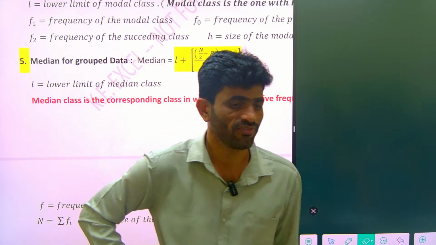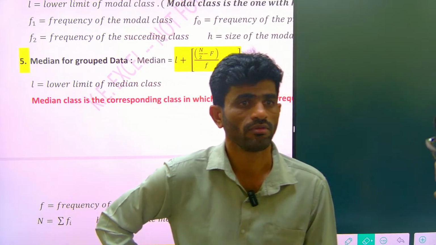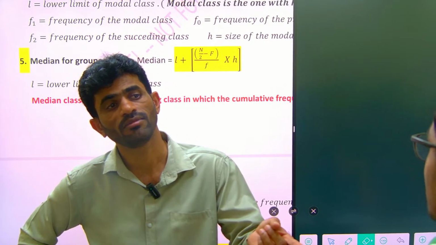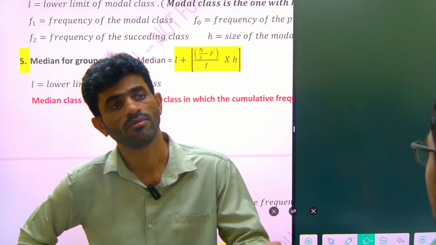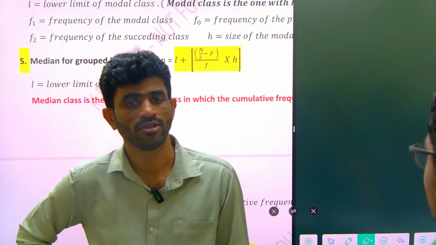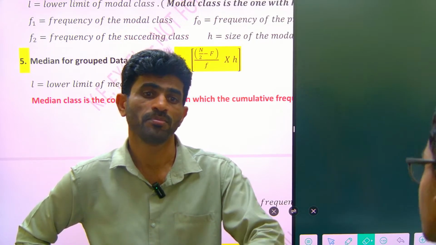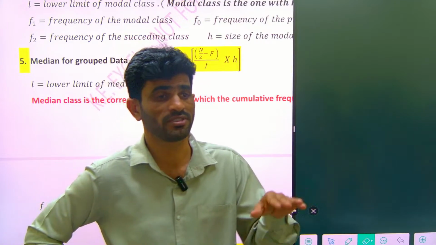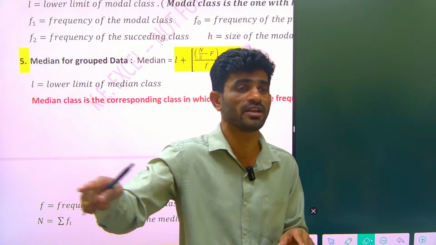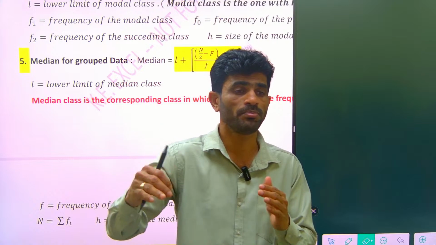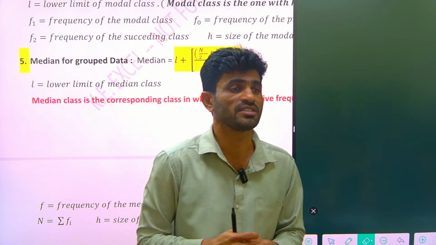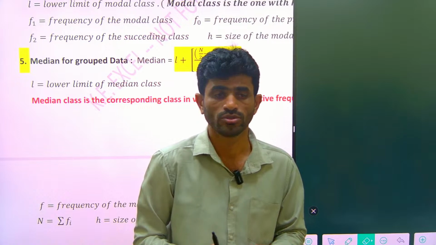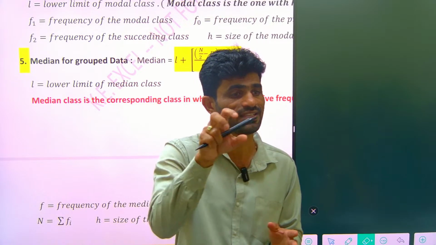How do you take CF? It's the cumulative frequency of the class preceding the median class. You are finding the median here. I observed some students by mistake take the cumulative frequency of the same median class. It should be the cumulative frequency of the class previous to the median class. Understand? So you should be very careful about selecting these terms.